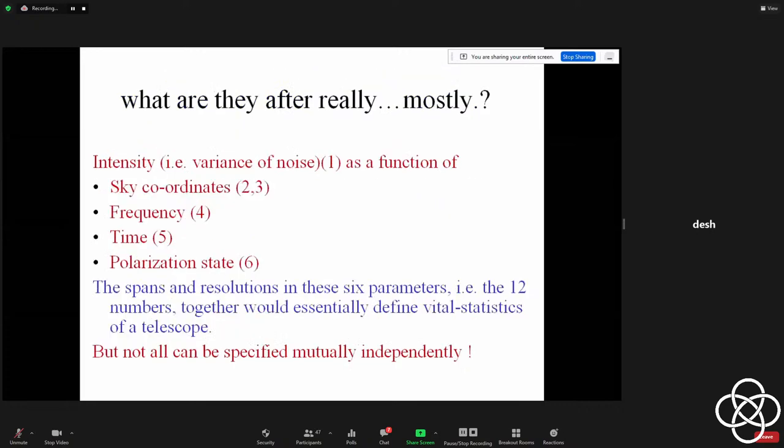Okay, so while we would like to have the measurements that we specified, we want to measure the variance of this noise as a function of two sky coordinates, frequency, which is color, time, which is any variability that might exist, and polarization, as I mentioned earlier. We have these 12 numbers, which we would like to define at will, really. But that's not possible. It's not possible because of the interdependence of these various parameters, which stops us from being able to specify each one of them to our desire.